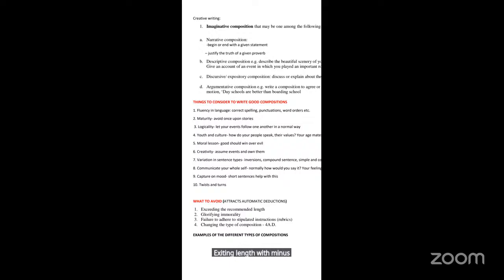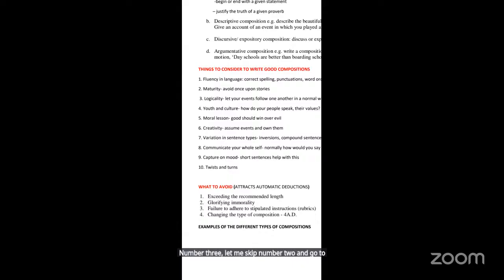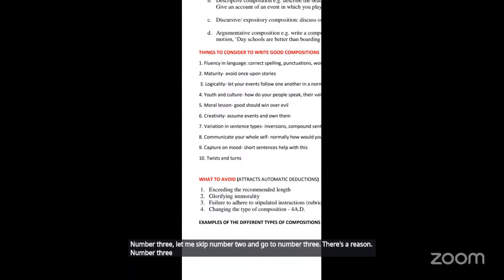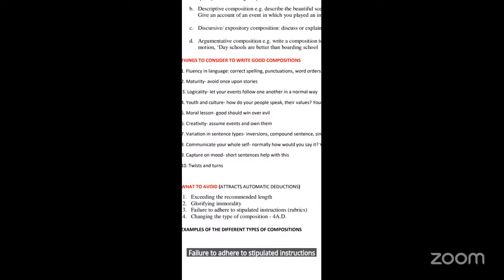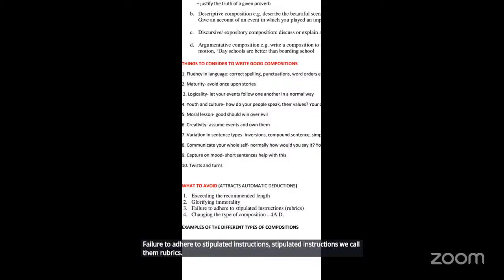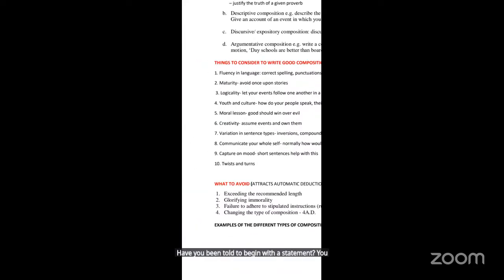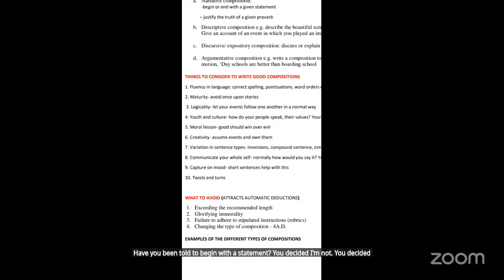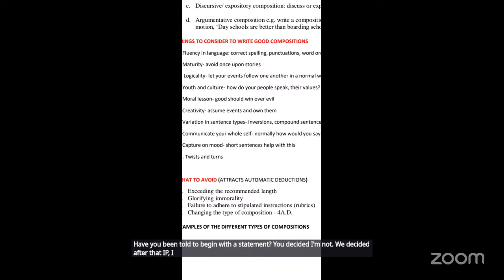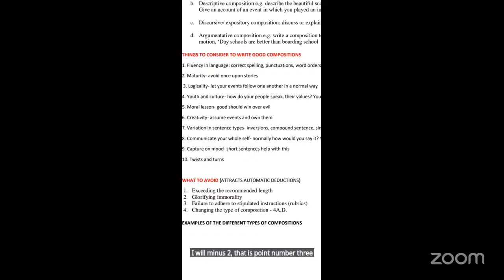Number 3, let me skip number 2 and go to number 3. There's a reason. Number 3, failure to adhere to stipulated instructions. Stipulated instructions, we call them rubrics. Have you been told to begin with a statement? You decided you won't. You decided after that statement, I'll just put a full stop. I will -2. That is point number 3. Now the ones we heavily penalize, number 2 and number 4, we penalize you.